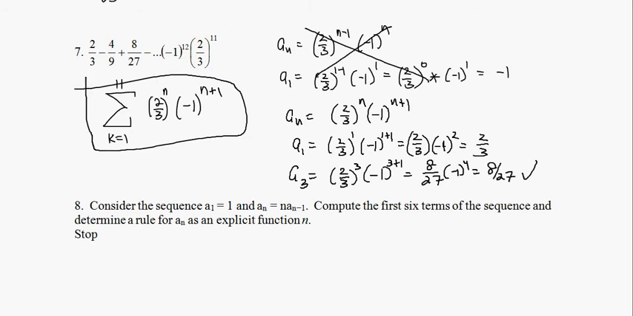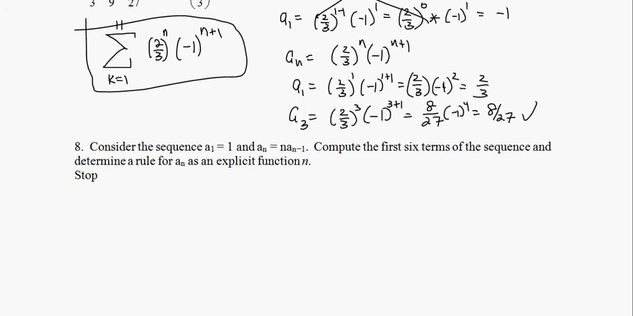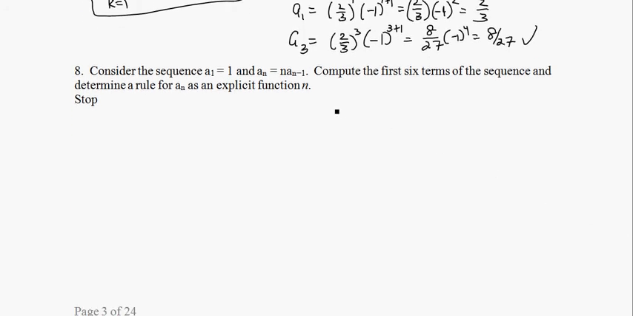Okay, so let's look at this last one. Let's find the 6 terms of the sequence and then determine an explicit function of n. So this is a recursive function because the nth term is determined by the previous term. An explicit function just means that you can take a number, plug it in, and you'll get a value. Just like here, I took 3, plugged it in, and got the value. I didn't need to know the second term to get the third term. In a recursive sequence, you need to know the previous term to get the next one. With an explicit one, you can just plug in a number and you get an answer.